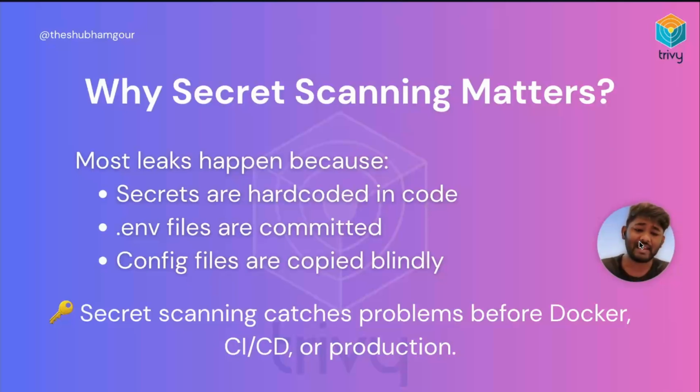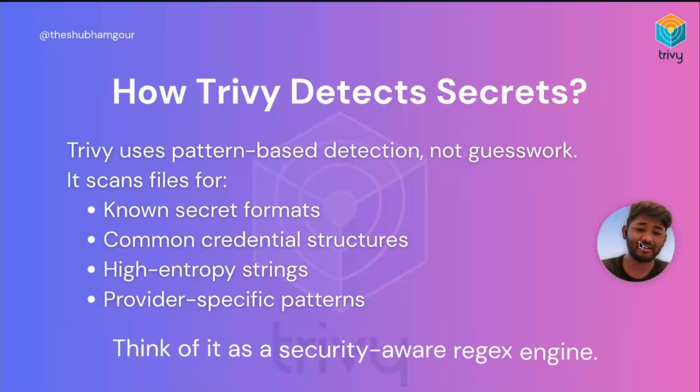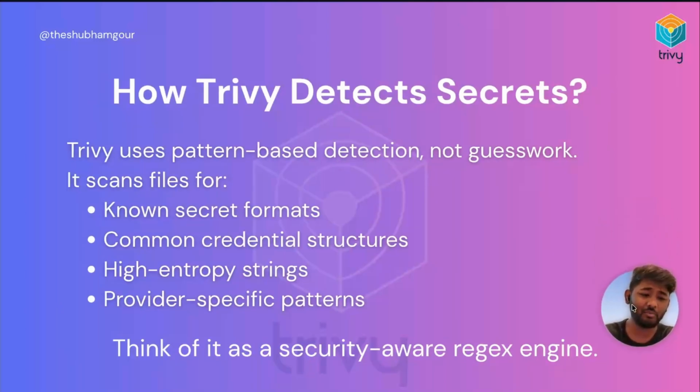So secret scanning catches the problem before we create the Dockerfile, before it goes to CI/CD or production. And how can it be done? It can be done with the help of Trivy. Now, before we see how it works, we first need to learn how Trivy detects secrets.